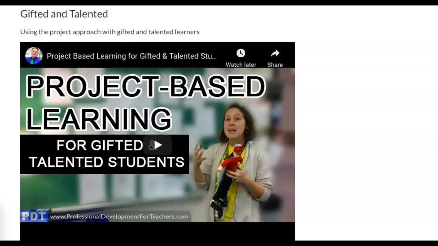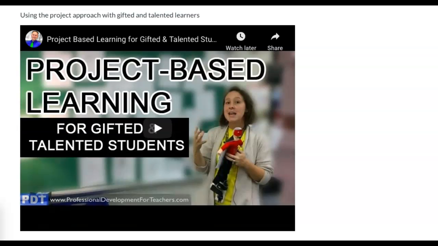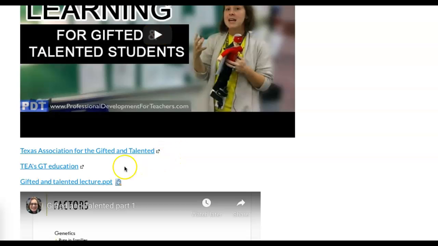We need to teach interdisciplinary, which means more than one subject. We teach them separate, and a lot of times they depend on one another. More information, resources, TEA's Gifted and Talented Education. What does that program look like in the state of Texas? It can be an additional certification that you can get.